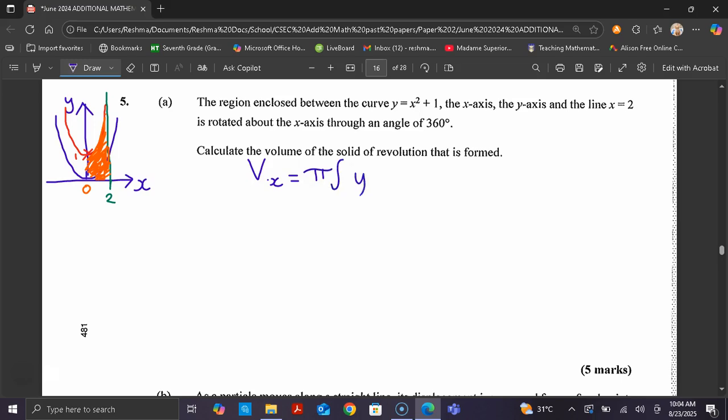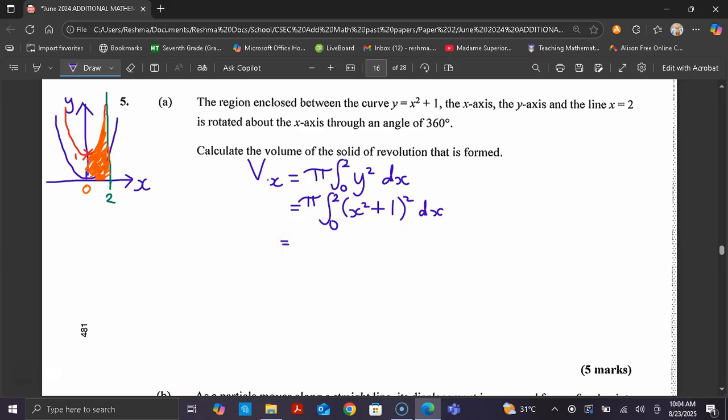Okay, so our formula for volume of a solid of revolution about the x-axis is pi times the integral of y squared with respect to x. So let's substitute our curve. y is equal to x squared plus 1, so we are basically squaring y before we integrate. And of course, I forgot to put in my limits: upper limit 2, lower limit 0.